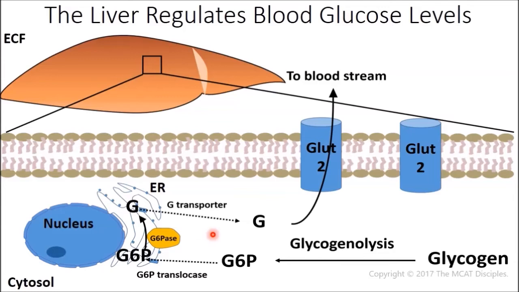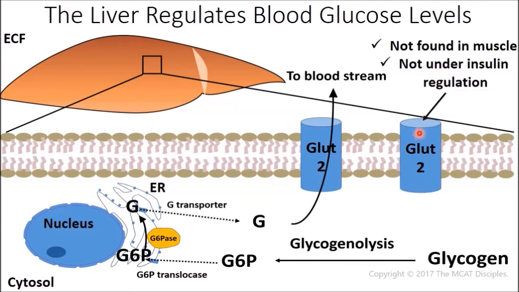Now, the other thing that's important here is that GLUT2 is not found in muscle, and it's not under insulin regulation. So liver is going to put out glucose regardless of whether the insulin is present or not. These GLUT2 transporters are found within liver hepatocytes, okay? And it's not under insulin regulation. So they're going to put out glucose no matter what, if they need to. Liver functions to regulate blood glucose.